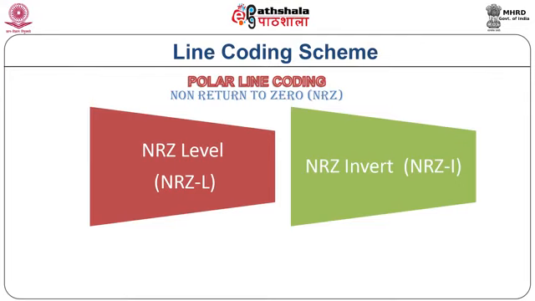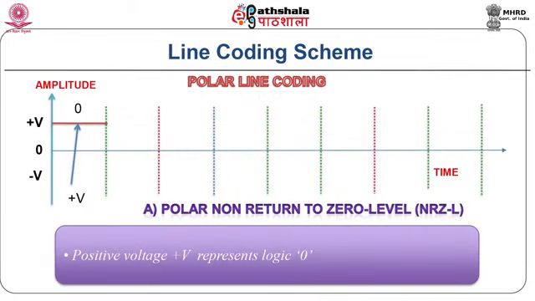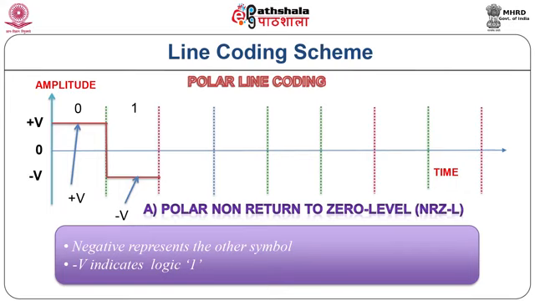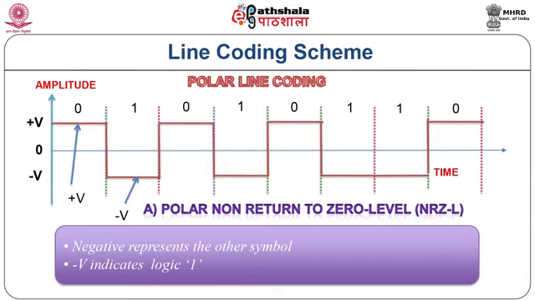As we can see from the figure, there are two types of NRZ polar encoding schemes: non-return to 0 level (NRZ-L) and non-return to 0 invert (NRZ-I). In NRZ-L, the voltage level determines the bit value. From the figure, we can say that high level voltage plus V represents binary value 0. Binary value 1 is represented by low level voltage minus V. Figure shows how we can represent 010, 10110 binary data using NRZ-L.